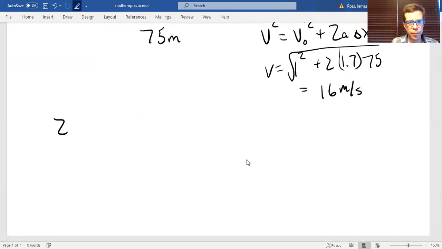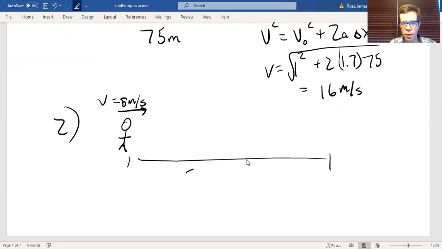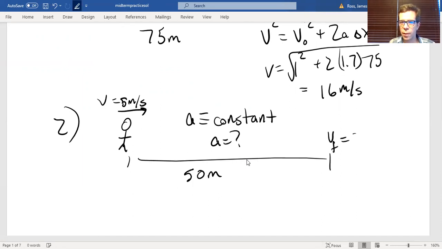All right, number 2. A person is running at 5 meters per second when they see they have 50 meters left until they get to the end of the track. If they start slowing down at a constant acceleration, what acceleration will have them come to a stop at the finish? So V final equals 0.